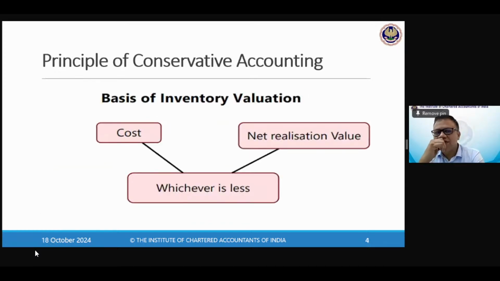Then what happens is you are trying to find a basis of inventory valuation, right? How are you valuing inventories? Now there are 2 bases of valuation. One is cost and another is net realizable value. And out of that, whichever is less, because you are following the principle of conservative accounting. So you will take whichever is less. This is one of the essential parts, and one of the main portions of inventory valuation. We'll be discussing what is the cost and what is the net realizable value.